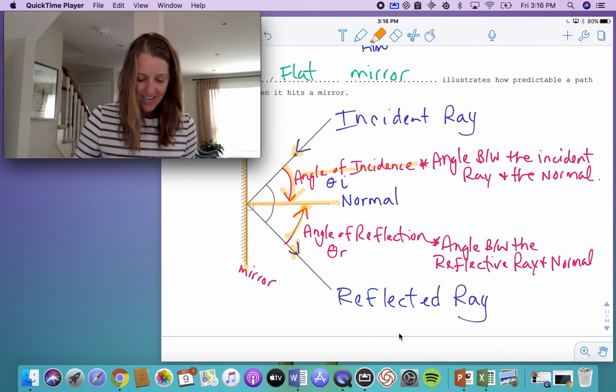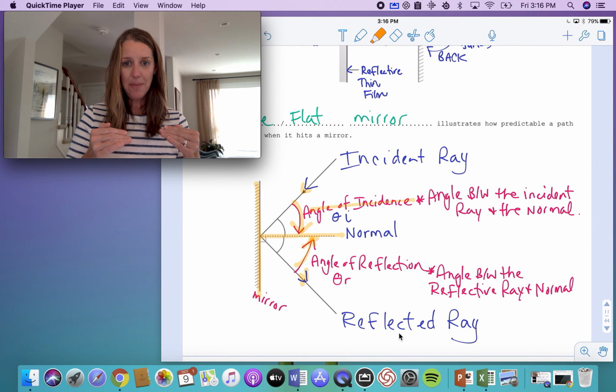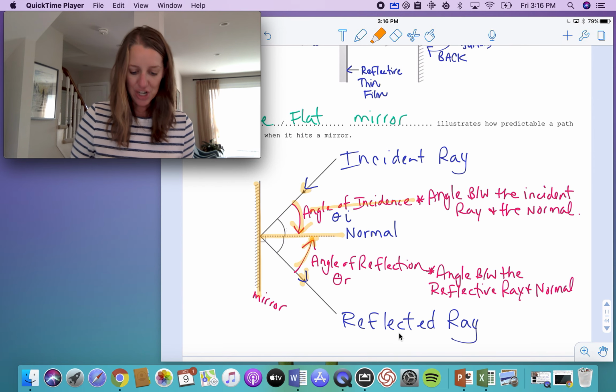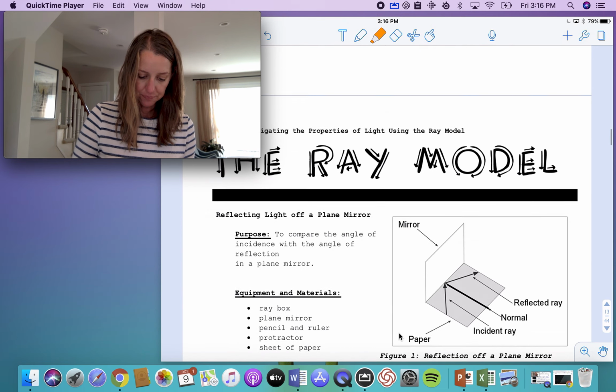It is the angle between the reflected ray and the normal. So I want you to take this little section of your note, make sure you can label all of the points, and then pause the video, make sure you've got that note copied. Move on to the next part, and I'm going to show you what it would look like in the lab.